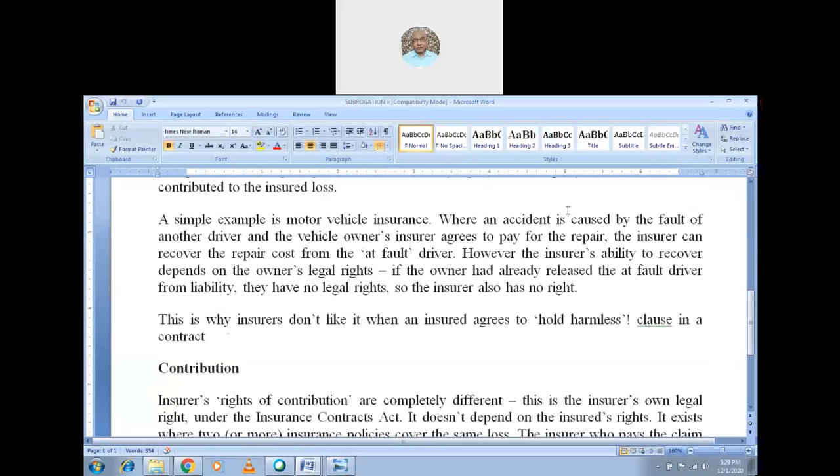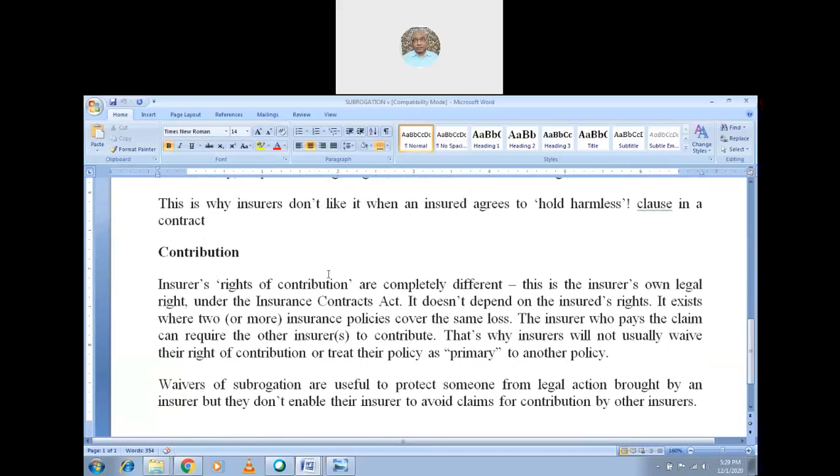Yes, and then let us see the contribution. Insurer's right of contribution is completely different. This is the insurer's own legal right under the Insurance Contract Act. It does not depend on the insured's rights. It exists where two or more insurance policies cover the same loss.